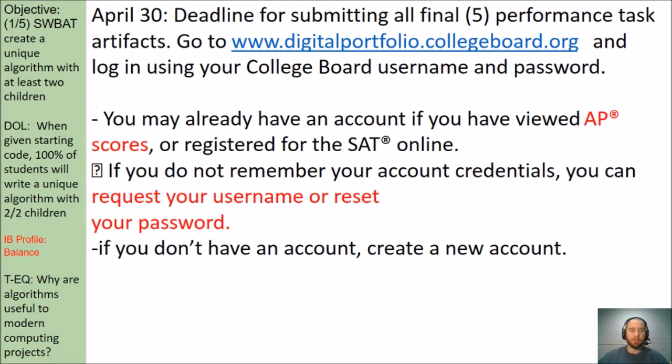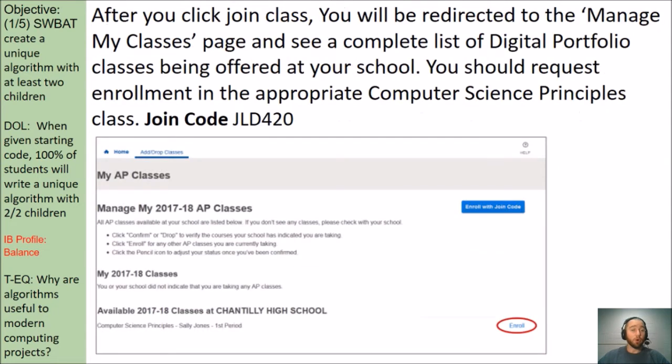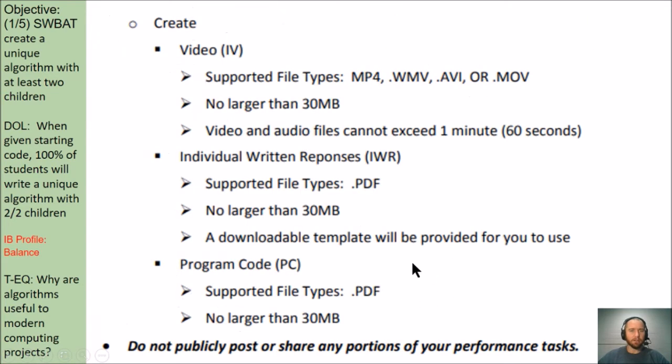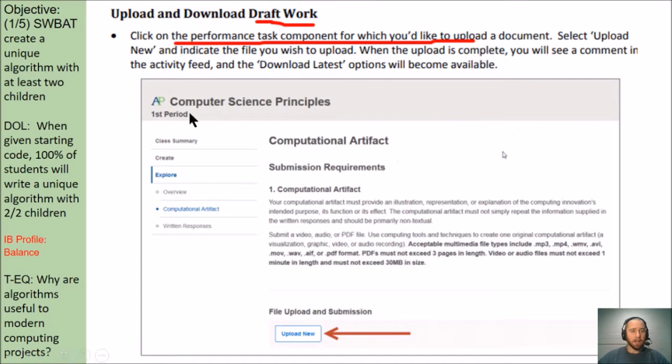Not just the computational artifact, but there are 4 other things we need to upload to the College Board website. So at this point, you should have used this join code already to enroll in my class, and that'll give you access to upload PDFs and videos, 30 megabytes being the max. And then on the College Board website, this is a student view right here.